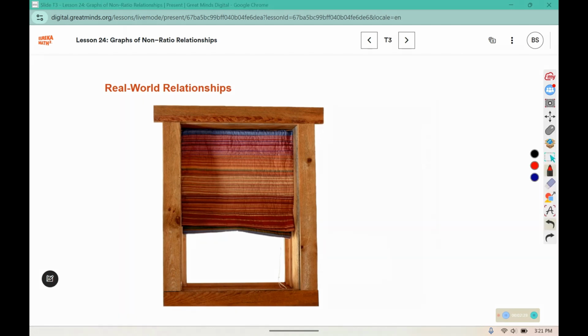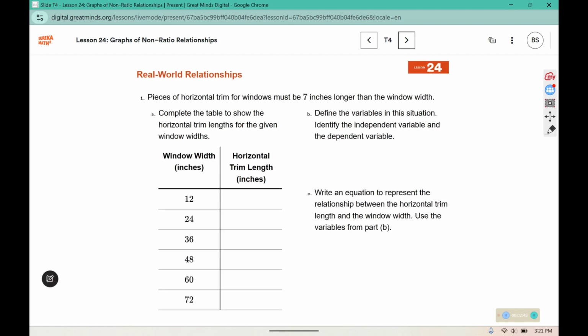Here we see a picture of a window with some pieces of trim on the side and some horizontal trim pieces. Notice that the horizontal trim pieces are wider than the window itself. In problem 1, it says pieces of horizontal trim for windows must be 7 inches longer than the window width. Complete the table to show the horizontal trim lengths for the given window widths. So we have the window width and the trim must be 7 inches longer.